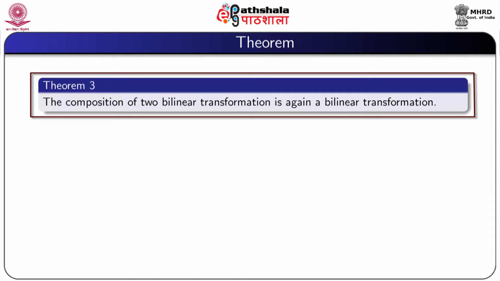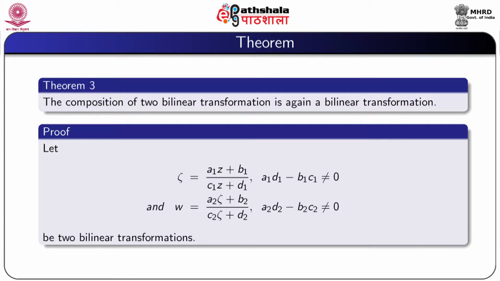Now, we show that the composition of two bilinear transformations is again a bilinear transformation. So, suppose that zeta equal to (a1 z plus b1) by (c1 z plus d1), a1 d1 minus b1 c1 not 0, and w equal to (a2 zeta plus b2) by (c2 zeta plus d2), a2 d2 minus b2 c2 not 0, be two bilinear transformations.